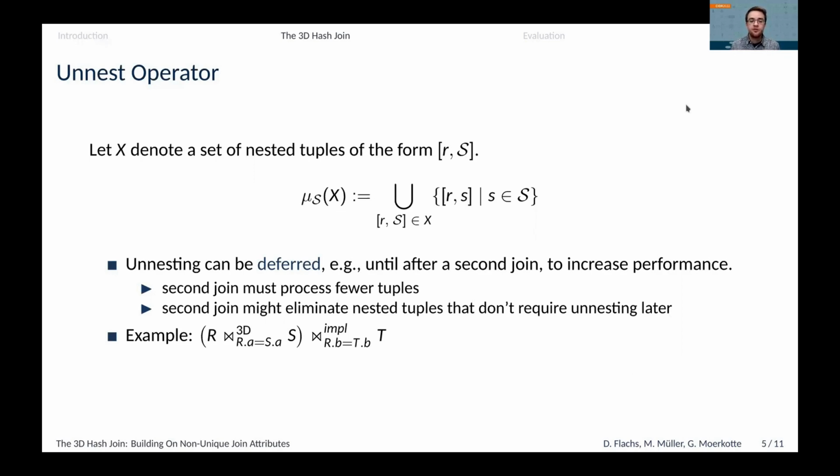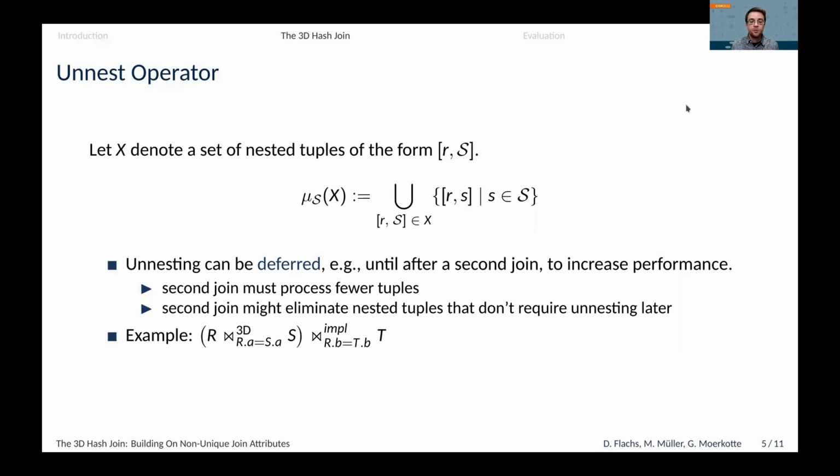Nested tuples do not have to be unnested right away, so not immediately after the respective join. Instead, this can be delayed until after a second join, for instance, which can increase performance. This is due to the fact that the second join only has to process fewer nested tuples instead of potentially many plain result tuples. Also, the second join might eliminate some nested tuples that won't require an unnesting later on.